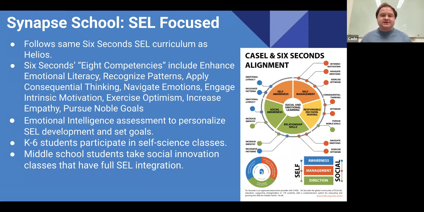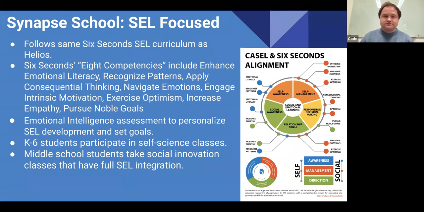So as you can see with Synapse, they pride themselves on and focus more on their SEL, making sure their curriculum is in depth and covers every single aspect, with sub-aspects to the main key pillars, to make sure that each child is personally able to improve their social emotional learning.